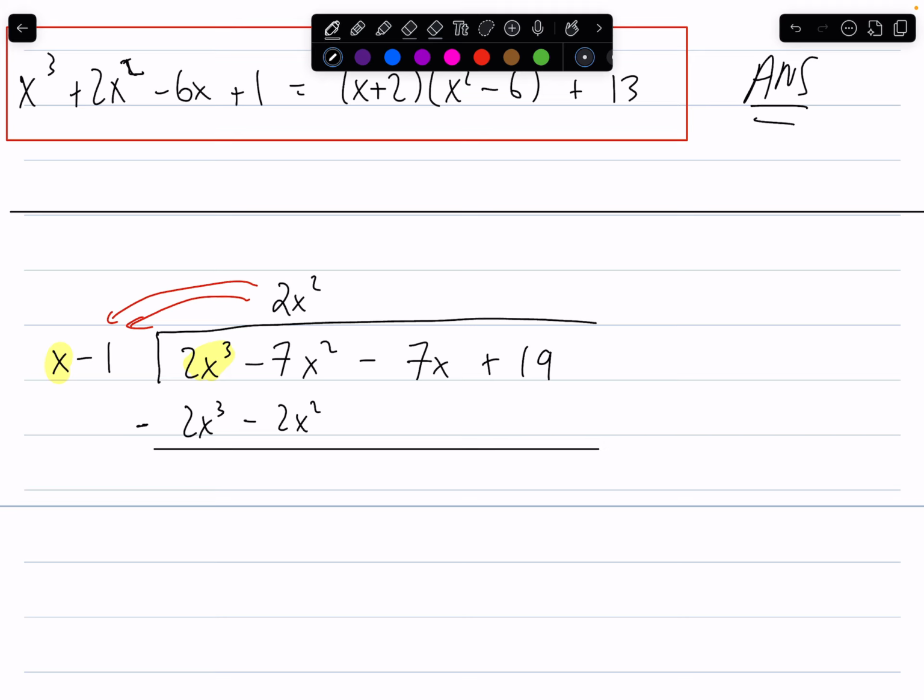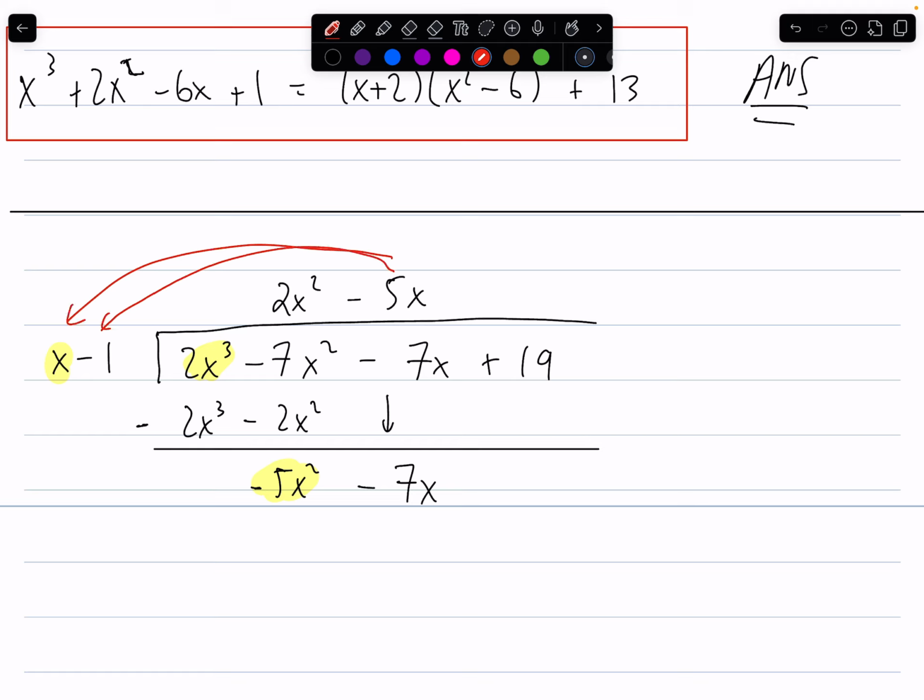Negative 7x squared minus negative 2x squared, remember, this negative and this negative will make it positive, so this will be negative 5x squared, because negative 7x squared plus 2x squared is negative 5x squared. And then I got to drop down this negative 7x. Okay, let's go to the next thing. Now I'm comparing x to the negative 5x squared. x times what gives me negative 5x squared? x times negative 5x will give me negative 5x squared.